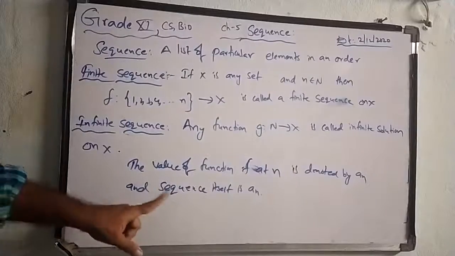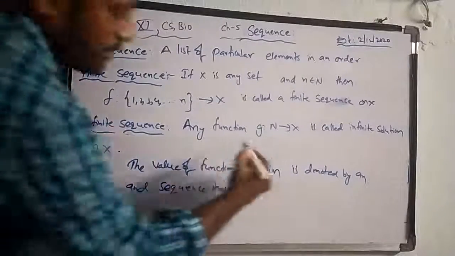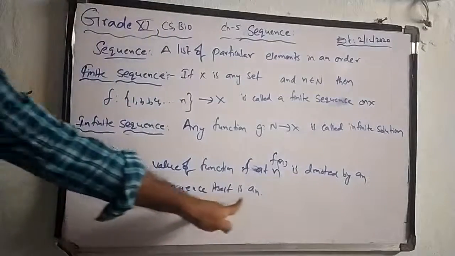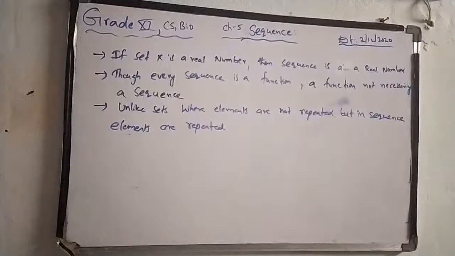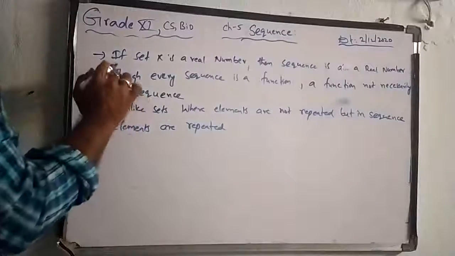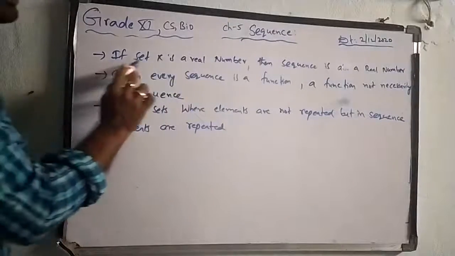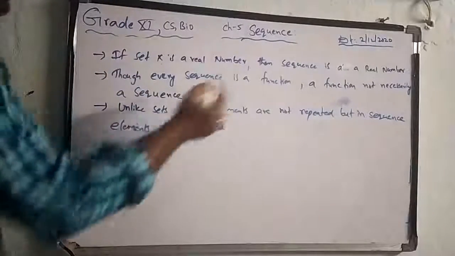So the value of any function we are going to define as f of n, and the sequence itself is denoted by an. There are three important points to learn. If set x is a real number, previously we took natural numbers, then all the sequence will form real numbers.